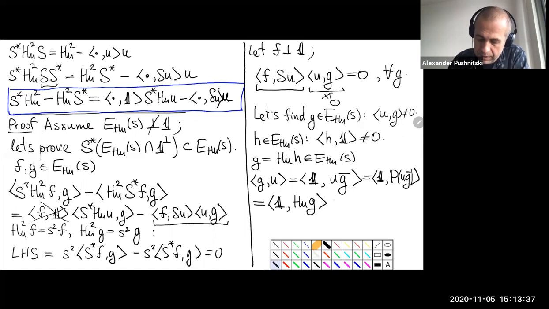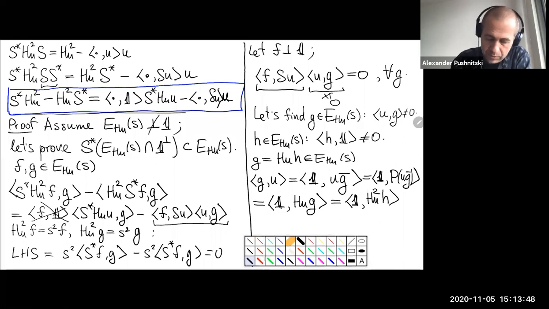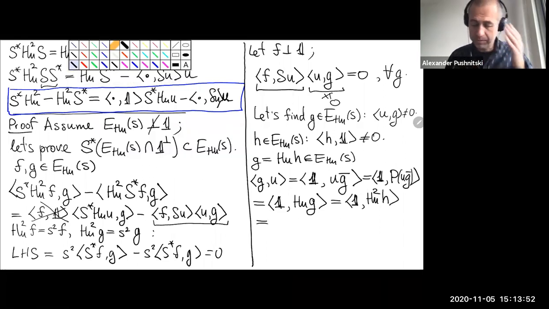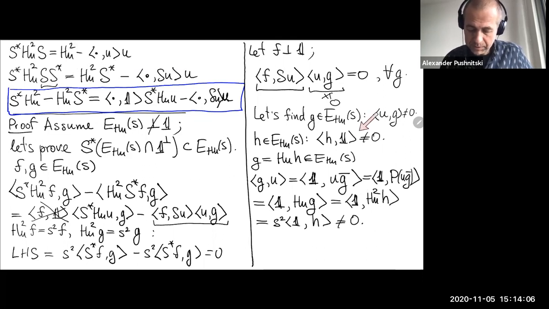Okay. And G was H U. So this is 1, H U squared H. And because we are in the Schmidt subspace, H U squared H is S squared H. So I've got this. And by assumption, this is non-zero.